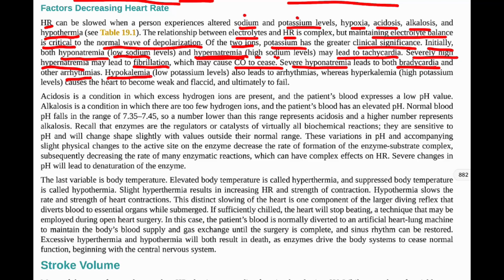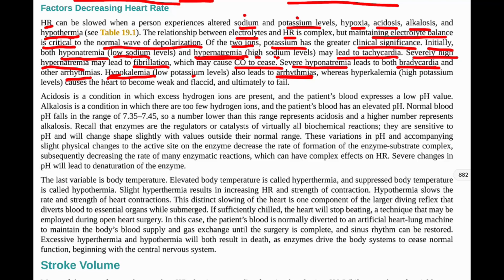Hypokalemia, kalemia is related to potassium, and hypo meaning low, low potassium levels, also leads to arrhythmias. So if we don't have the potassium, remember potassium has to leave the cell in order for repolarization to occur. Will lead to some difficulties or some changes in our ECG, our arrhythmias.